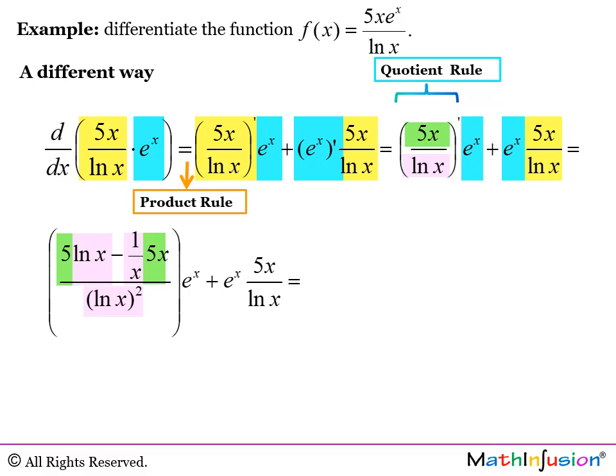So here I am applying the quotient rule. The derivative of the top is 5 times the bottom, ln of x, minus the derivative of the bottom, which is 1 over x, times the top, 5x, all of this over ln of x to the power of 2. There's a little bit of cancellation here because I want to show you that I get exactly as before. So after the cancellation, I get that.